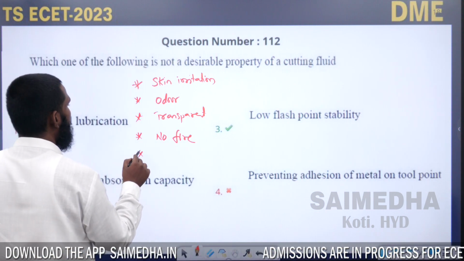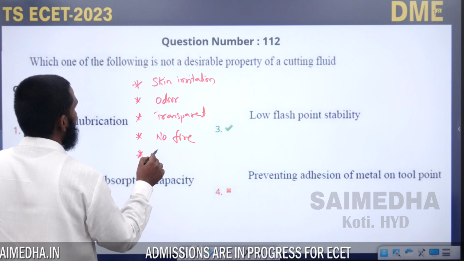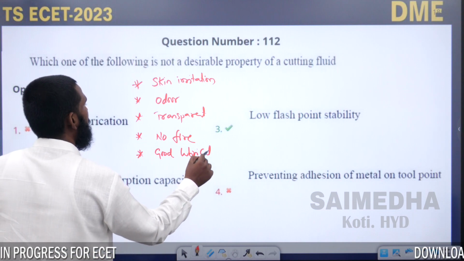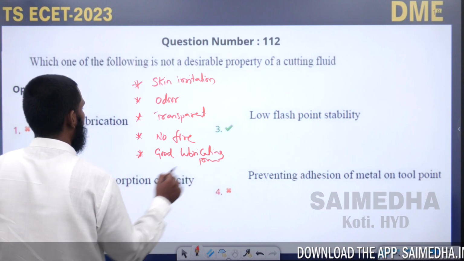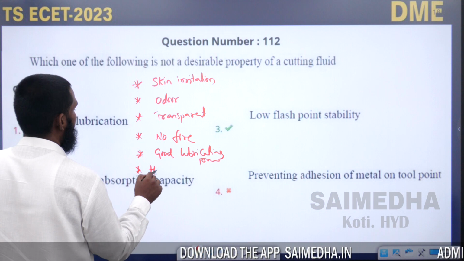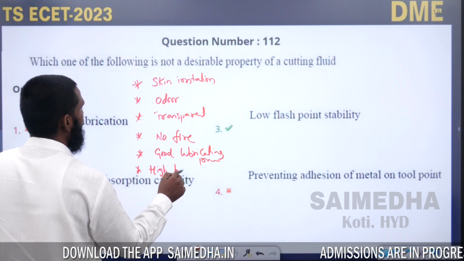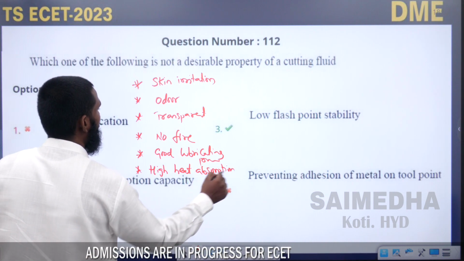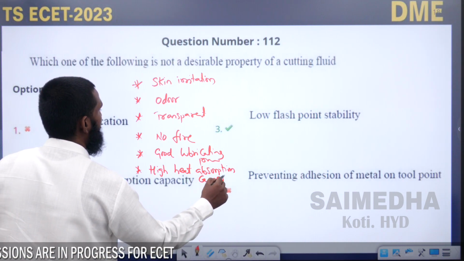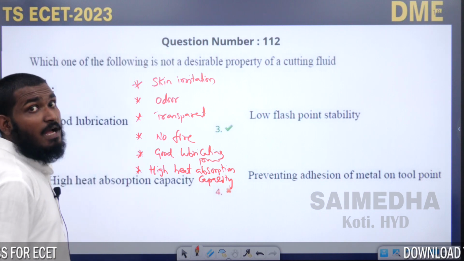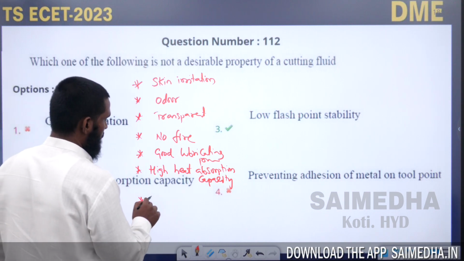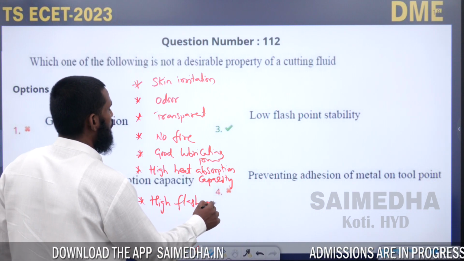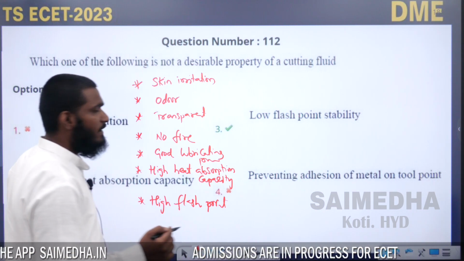Then similarly, whatever cutting fluid we are using should have good lubricating properties. Next, it should have high heat absorption capacity. Now next, a high flash point should be there. There are more properties also, but the important ones we have written here.